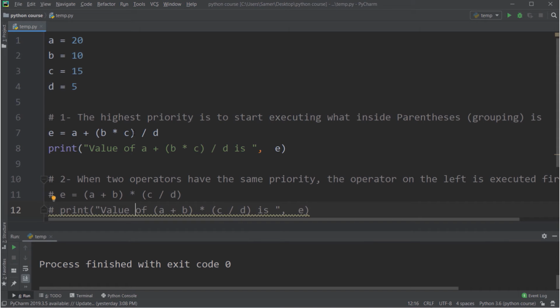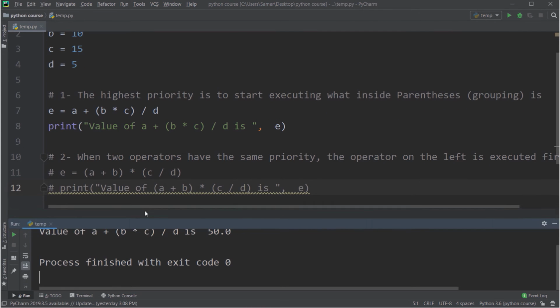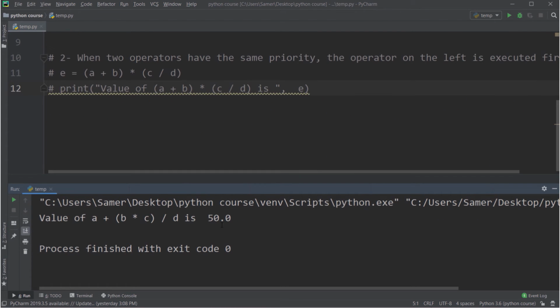Once this expression is executed, I will get a value, and then we have two other operators: division and plus. Division has a higher priority than plus. Therefore, division is going to be executed first, and then plus will be executed second. Now, let me run this. And as you see, the value of this expression is 50.